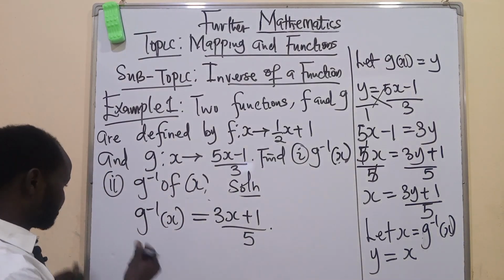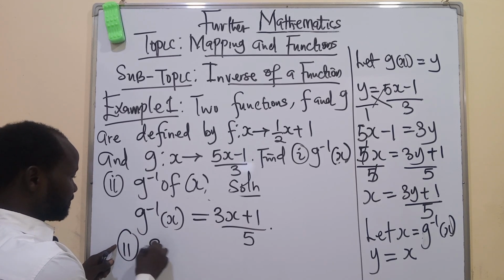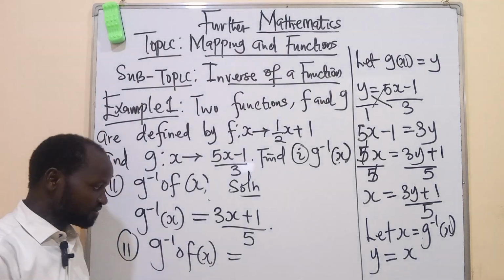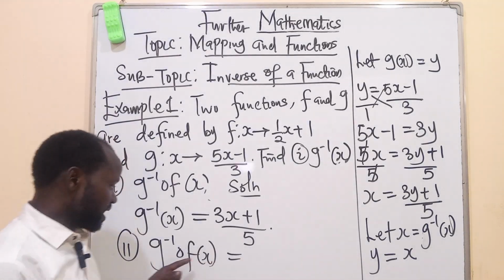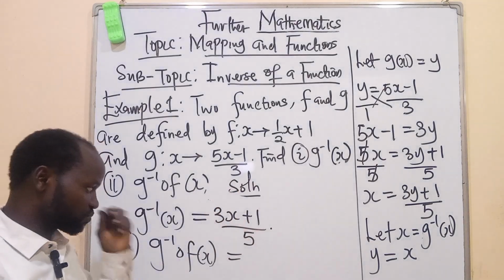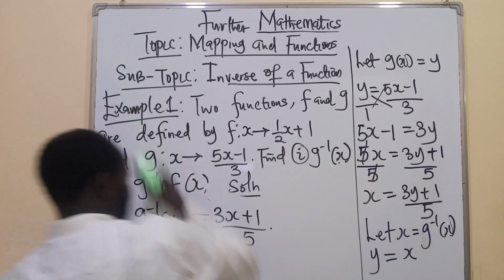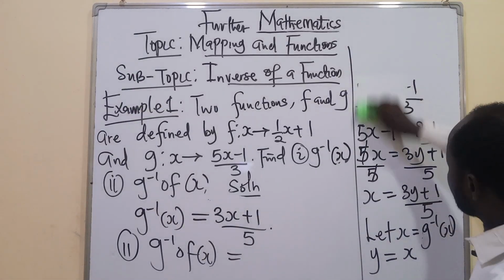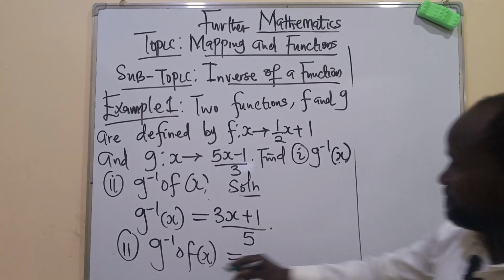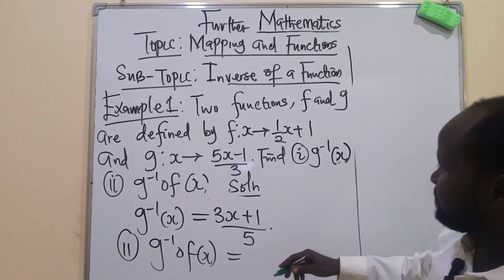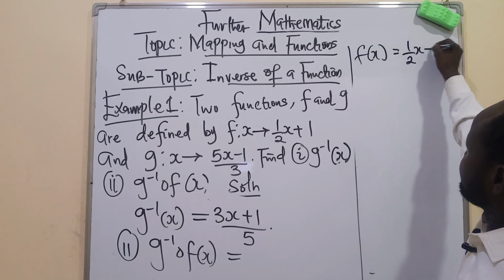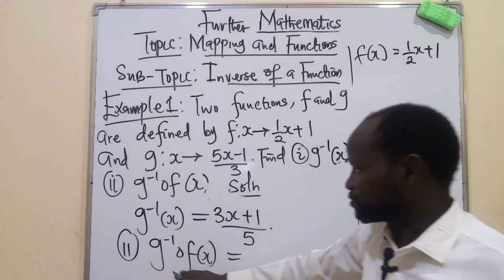Let's move to the next question. The next question, we are asked to find the g inverse of f of x. G inverse of f of x means we pick the function f of x and plug it into g inverse of x. We have g inverse of x already from (i). So this will be easy to solve. Let's move here to achieve that. At this point, we pick the function f, which is giving us what? The function f is giving us f of x equals half of x plus 1. So we pick this function and substitute into g inverse.